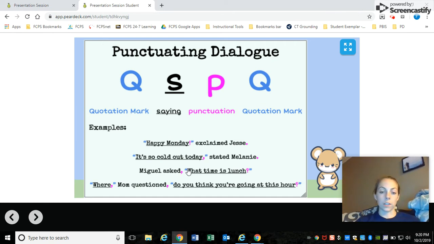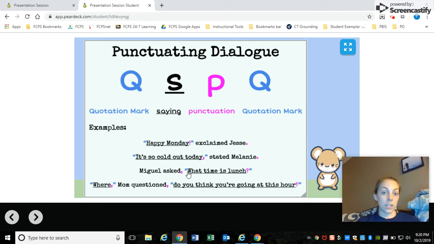So we have our quotation marks at the beginning of the saying and quotation marks at the end. Notice it's at the beginning and end of the saying, not the entire sentence. So we don't ever put quotation marks around the dialogue tag. All right, are you ready for your mind to be blown?